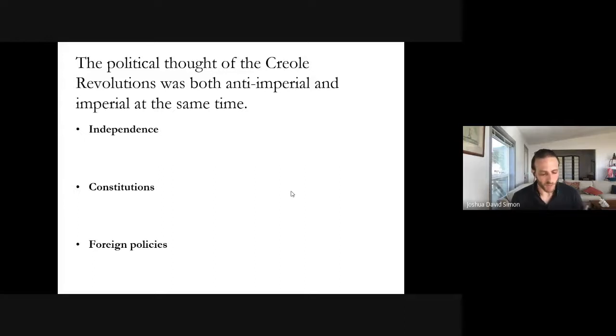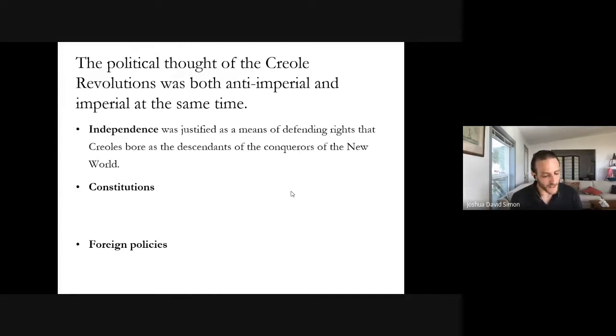And as the revolutions progressed, this anti-imperial imperialism took on different forms, appearing first in the arguments that Creoles used to justify their independence, second in the constitutions Creoles designed to govern their new states, and third in the foreign policies that Creoles adopted, particularly with respect to the rest of the Americas. So let me tell you a little bit about each of these.